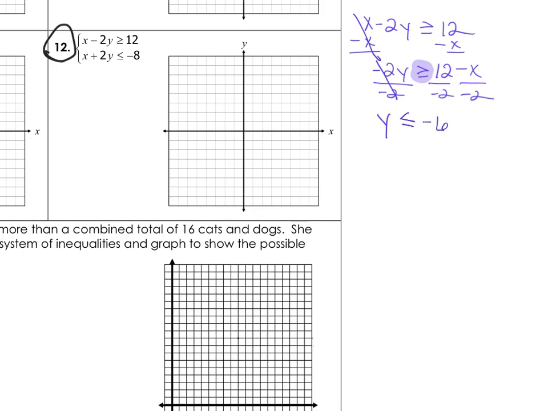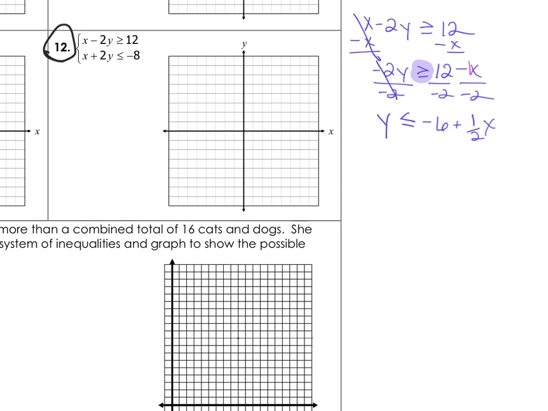Now, technically, there is a negative 1 in front of that x, and negative 2 is not going to go into it evenly. So I'm going to leave it as a fraction, 1 over 2 x. However, it's a negative 1 and a negative 2. A negative divided by a negative is a positive. So that is my first equation.